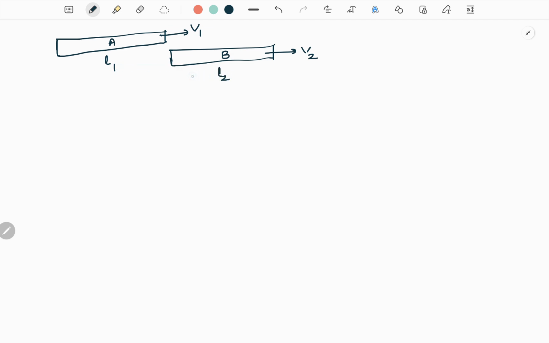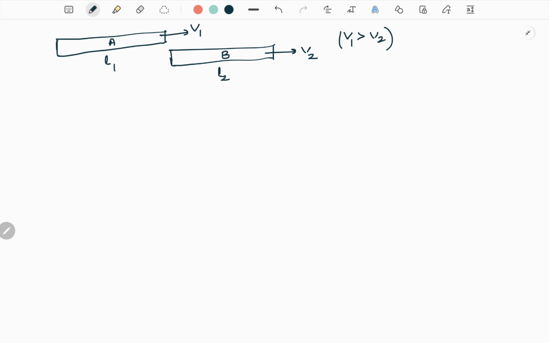Now our intention is to find, with the velocities of both the trains given, assuming that they are moving in the same direction and their lengths are also given, after what time the trains cross each other, assuming in this case V1 is greater than V2.